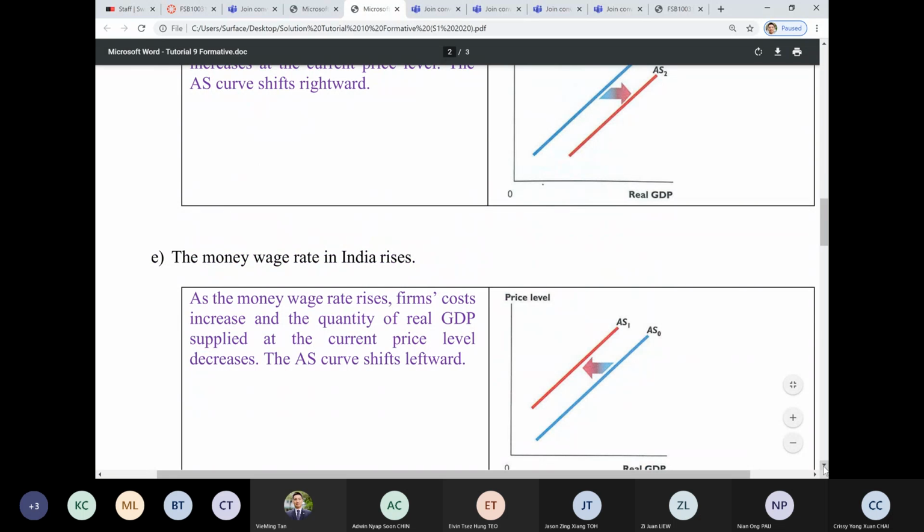So far, okay? So this is due to the production cost. So bear in mind, for aggregate supply, the shift is always due to the production cost. Okay, it's due to the production cost.